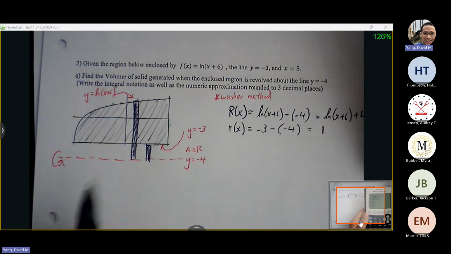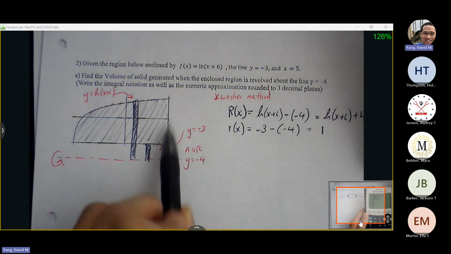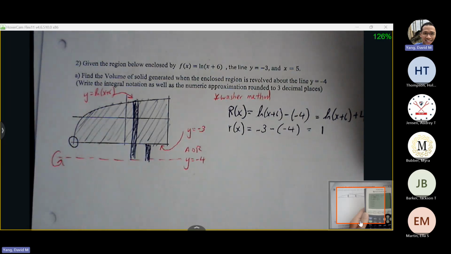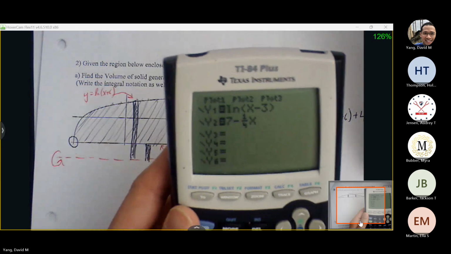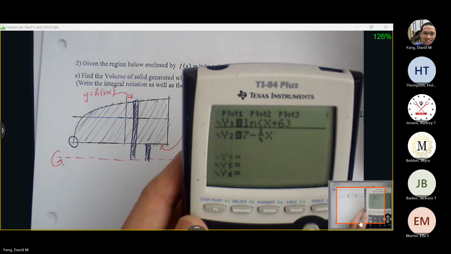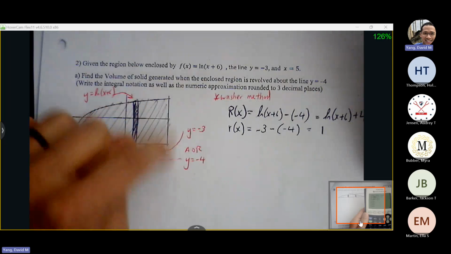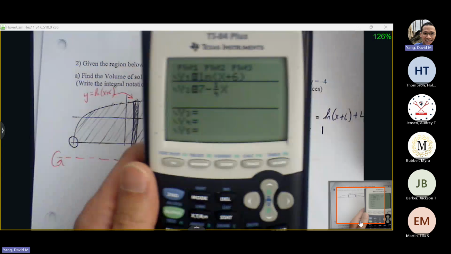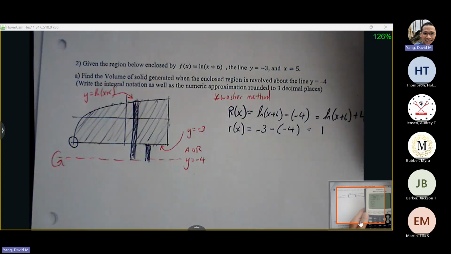I do need to find my boundaries. The right boundary is easy. That's just going to be 5. But the left boundary, I have to figure out where that intersection is because I need the x value there. And also, your calculator is not able to graph a vertical line, so you just have to draw that in yourself. Y equals -3.